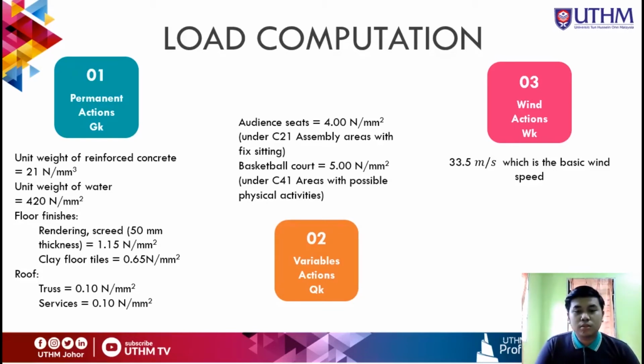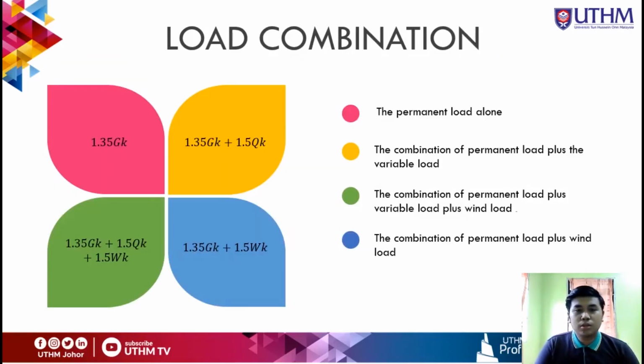The second load computation is variable action. Audience seats 4.0 Newton per millimeter cubed and basketball court 5.0 Newton per millimeter cubed. We also applied the wind actions. The wind action that has been used is 33.5 meters per second, which is the basic wind speed at the place. So the load combinations that can be used, first is 1.35 GK, the permanent load.